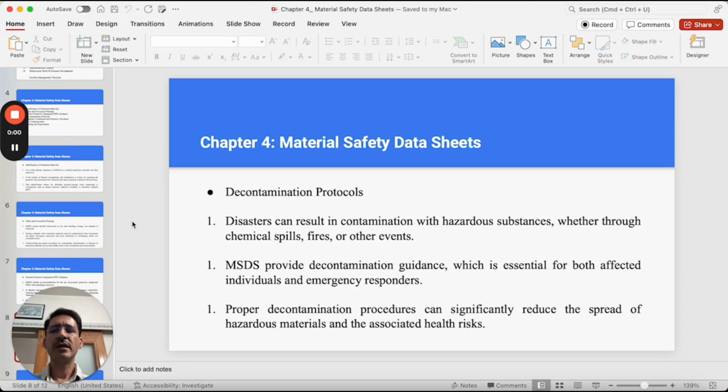Decontamination protocols. Disasters can result in contamination with hazardous substances, whether through chemical spills, fires, or other events. MSDS provide decontamination guidance, which is essential for both affected individuals and emergency responders. Proper decontamination procedures can significantly reduce the spread of hazardous materials and the associated health risks.